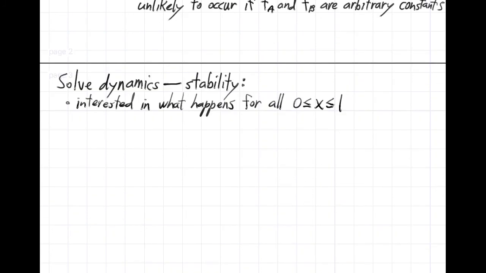So let's look at two cases. If FA is bigger than FB, and on the other hand, if FA is smaller than FB.